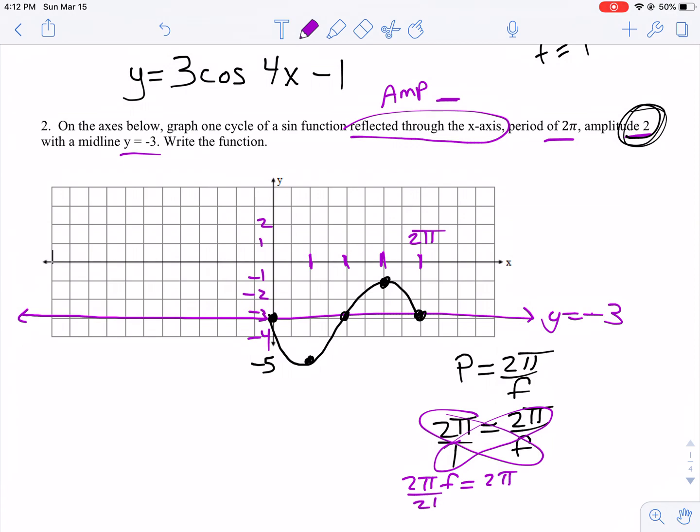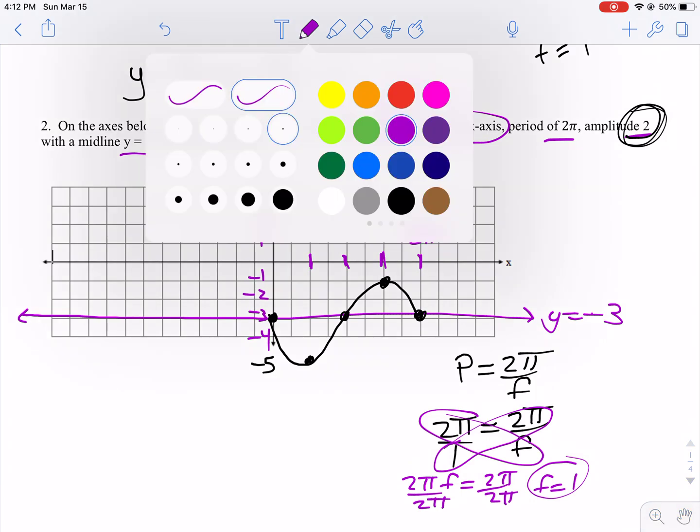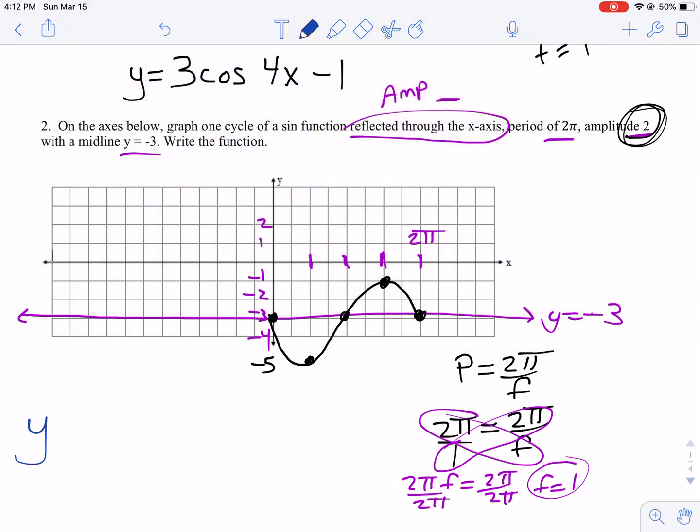So when you divide by 2 pi, frequency is 1. And yes, if you can realize that the frequency has to be 1 since the period was 2 pi to begin with, you don't have to show any of that work. That's okay. All right, so y equals, said amplitude was negative because it was flipped over the x-axis. Amplitude was 2. It's a sine curve. The frequency was 1. And the midline was -3, so with a shift of -3. There's your equation.